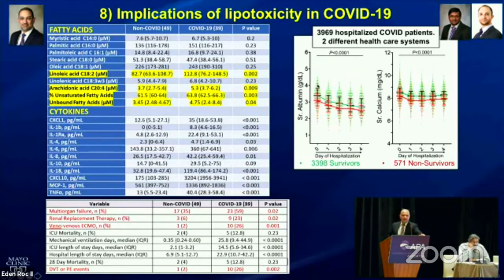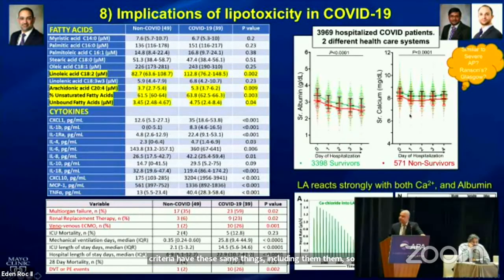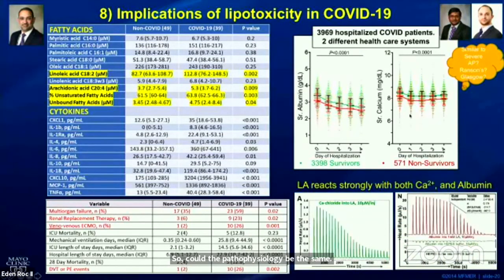in the non-survivors. This is very similar to what we see as a part of severe pancreatitis. In fact, Ranson's criteria and Glasgow criteria have these same things included in them. So could the pathophysiology be the same? And what we note is that yes, albumin and calcium bind linoleic acid very well. There's a very strong interaction, many times stronger than conventional protein-protein interactions.